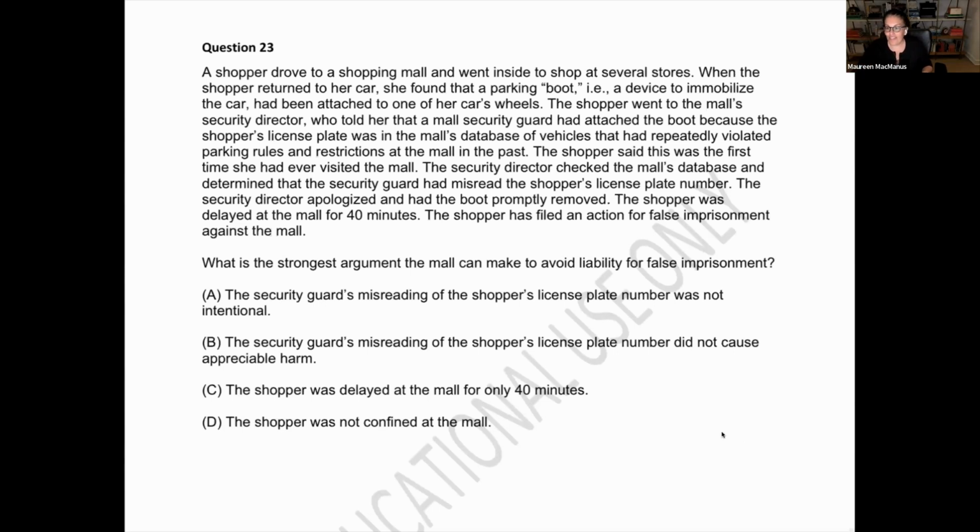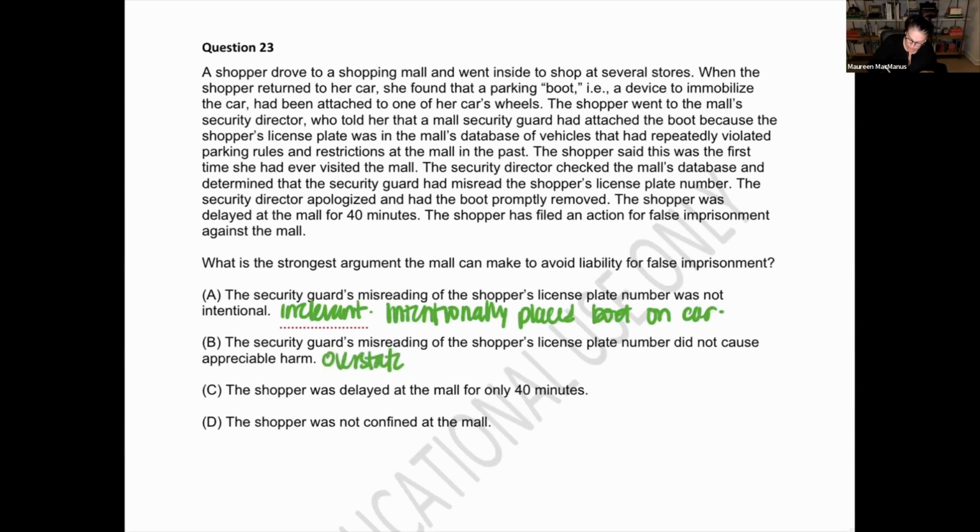So what did you guys pick here? A lot of D. Yeah, okay, mostly D. Some A's, some B's. All right, so A, the security guard's misreading was not intentional. It doesn't matter. They intentionally placed the boot on the car. B, the security guard's misreading of the license plate number did not cause appreciable harm. This overstates the law. You don't have to cause actual harm. Appreciable harm here means actual harm.